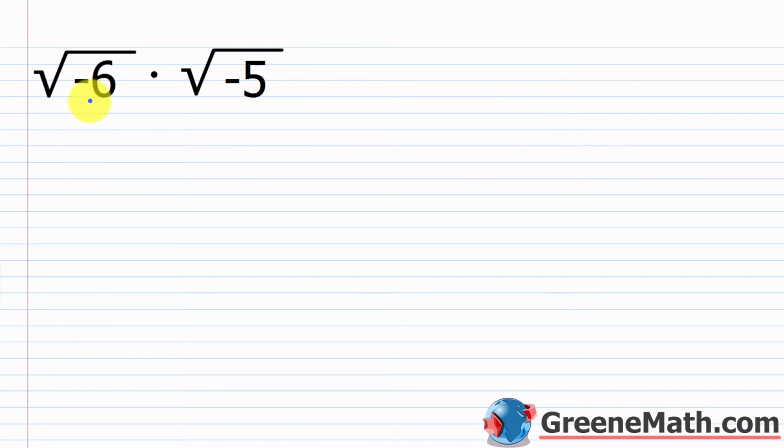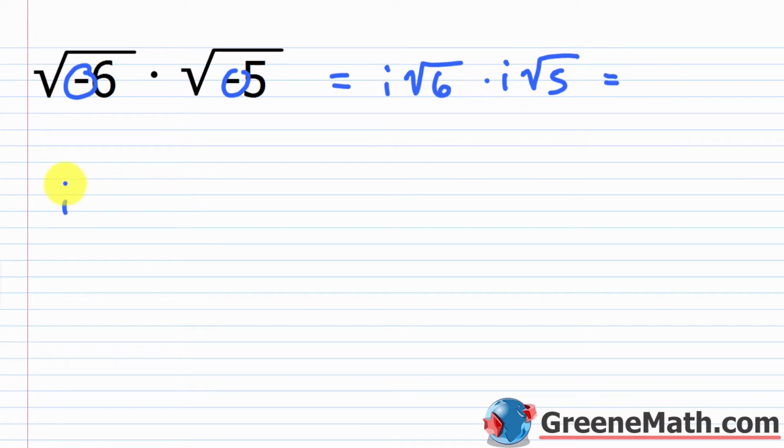Suppose we have the square root of -6 times the square root of -5. Again, because I have two negative radicands here, I'm going to pull the i out of each. So I'll have i times the square root of 6 multiplied by i times the square root of 5. So i times i, again, is i squared, and then times square root of 6 times square root of 5. Really, you can just write that as the square root of 30. We know that i squared is -1, so I can go ahead and say this is negative square root of 30.